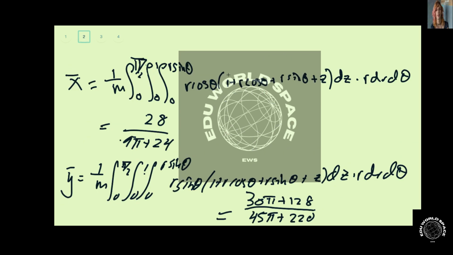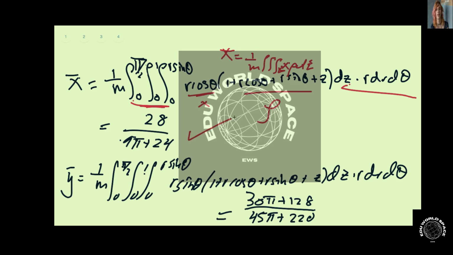Now we have to look at this guy here. So remember, x bar is equal to 1 over m triple integral of x times rho dE. Okay. So this guy is our x. This guy is our density function. So that's what's going on here. And again, everything is in polar. So these bounds are the same as always. We've got our z, r, dr, d theta. And again, plugging this into a calculator, we get this.